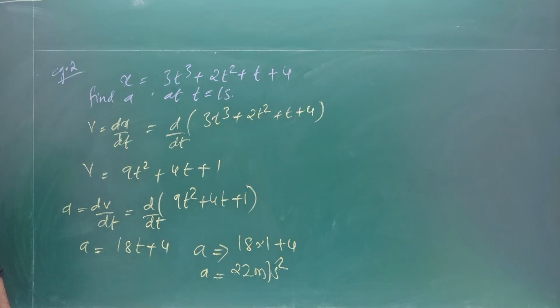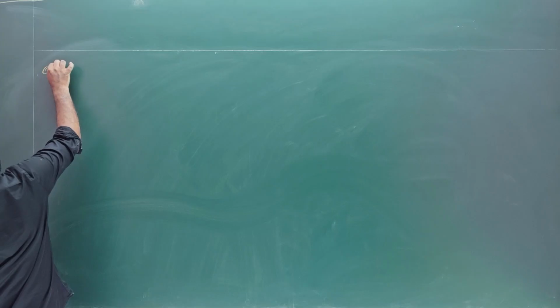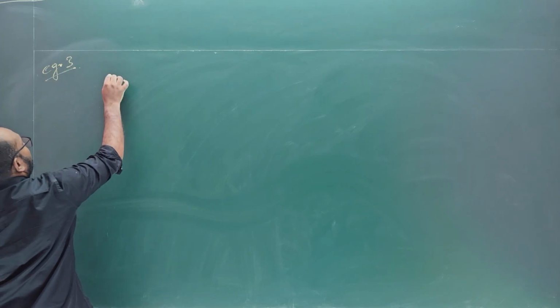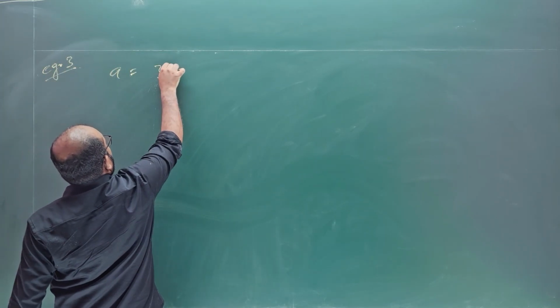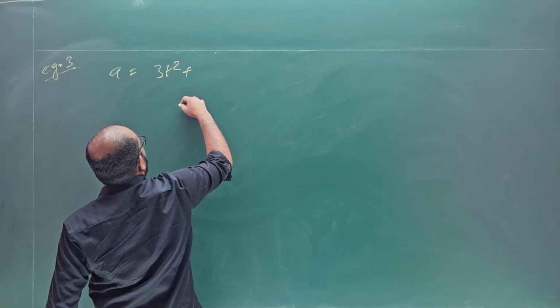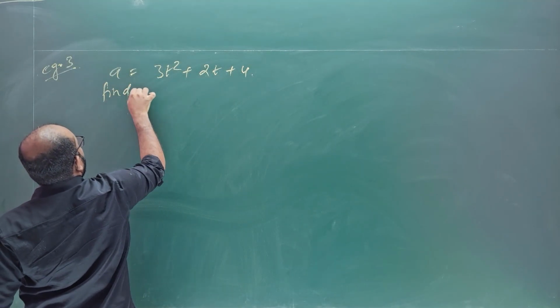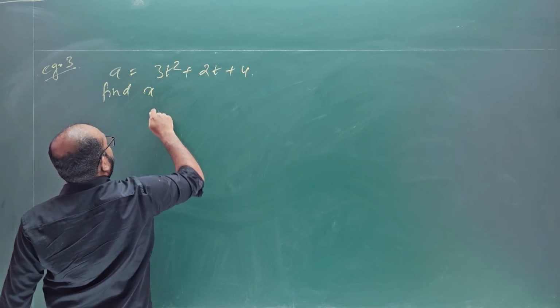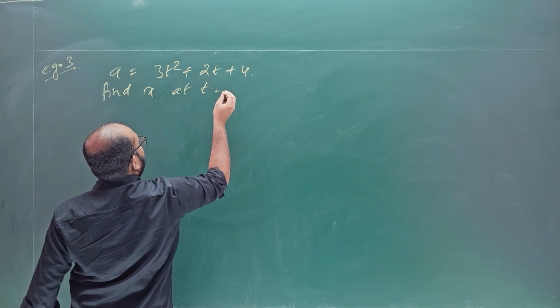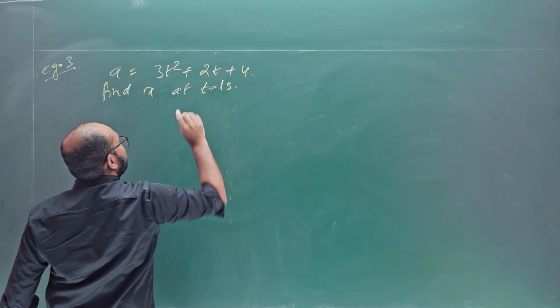How many of you got this answer? Yes, very good. Okay, example number 3. a is given as 3t square plus 2t plus 4. Find x at t equals 1 second.